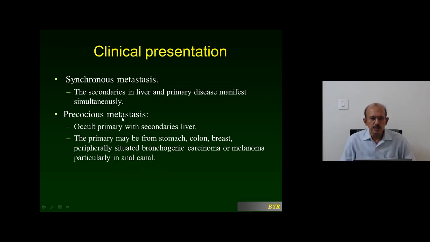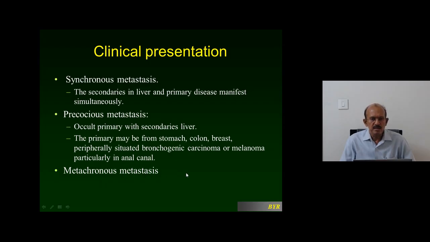But the patient comes to you with a mass in the upper abdomen, and when you examine, you will find a multiple nodular liver. When you thoroughly examine, you may not find any lesion in the stomach, in the abdomen, or anywhere else, because the growth in the stomach may be very small. Similarly colon, breast, bronchogenic carcinoma, melanoma. These are the places you must always think of in a case of occult primary with secondaries in the liver. This is called precocious metastasis.